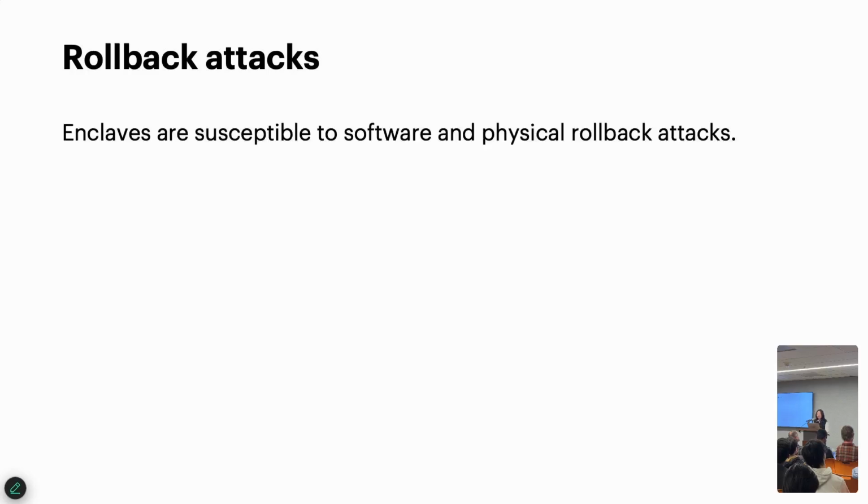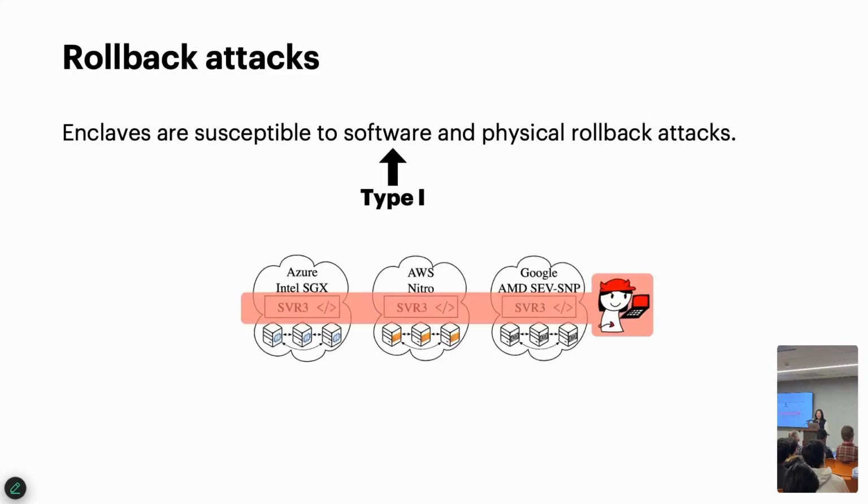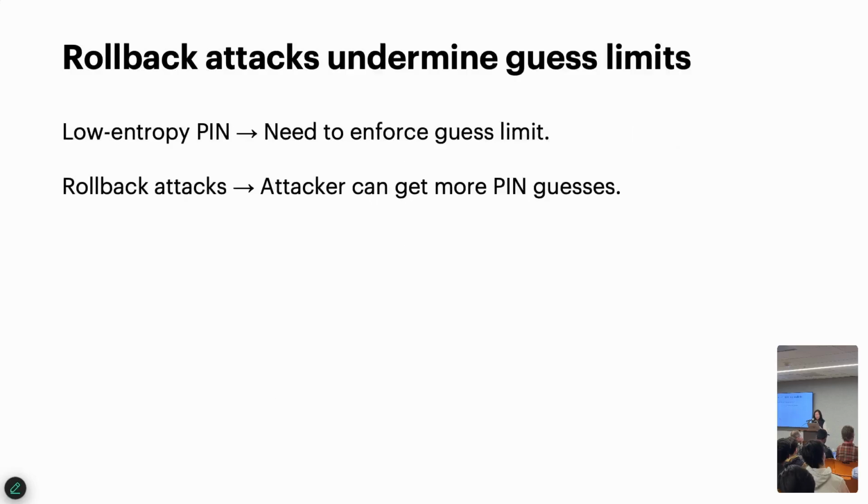So, rollback attacks. Enclaves are susceptible to software and physical rollback attacks. You can think of software as the type 1 attack: the system administrator can turn the service off, maybe roll it back to a previous state, and then reboot the service. And a type 2 attack is like you're running a DIMM interposer. You can do rollback attacks on the memory contents, even if they are encrypted.